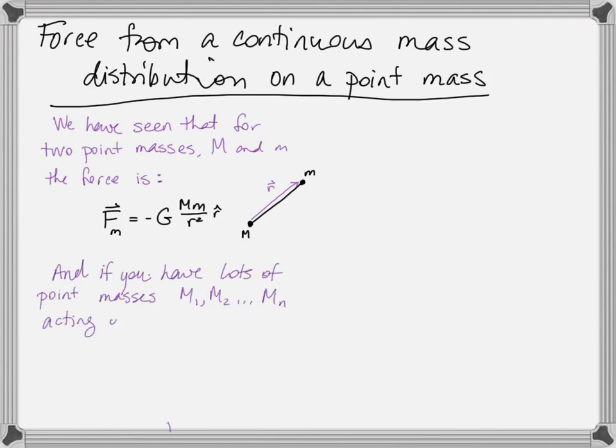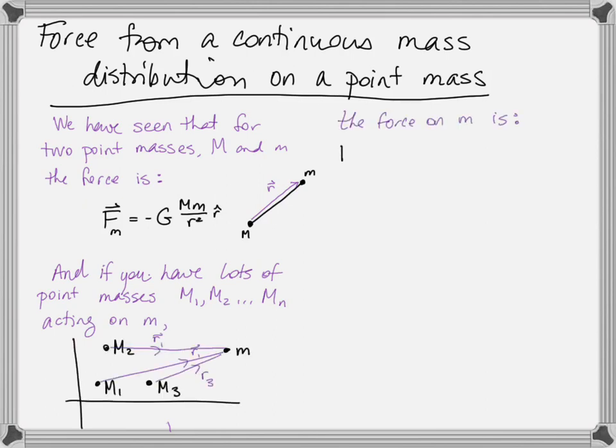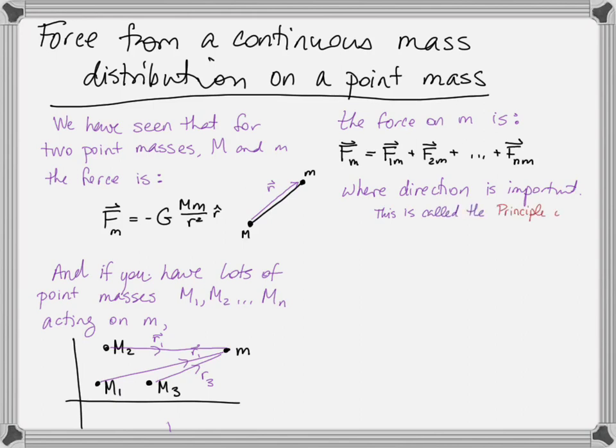If we have lots of point masses, I'm going to use the capital M's for those, M1, M2, M3 on my drawing, but it could be as many as you want, up to Mn. You just take the forces between each pair that includes the little m, if you want the force on little m, and then add them all up. So the force on little m equals the force because of M1 on m, plus the force because of M2 on m, plus all of them, however many you have, up to the force of mass n on m. You do have to keep track of direction.